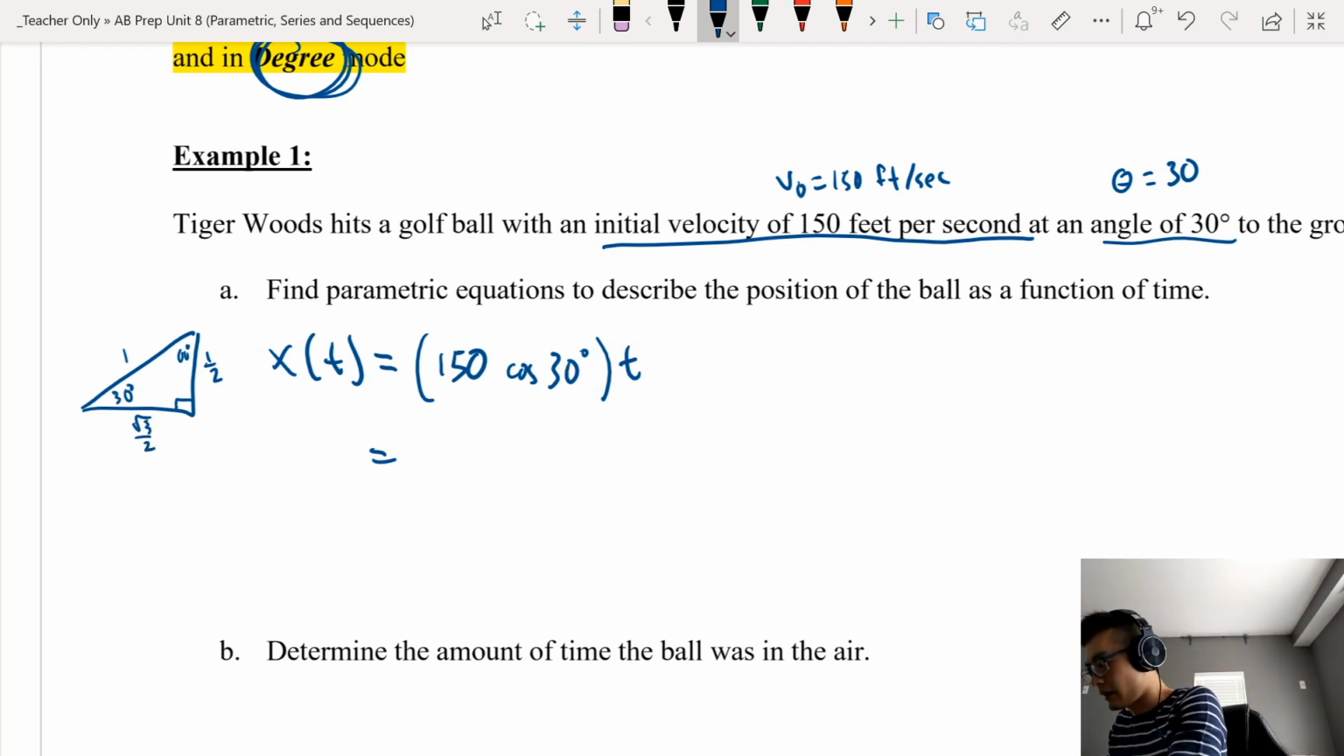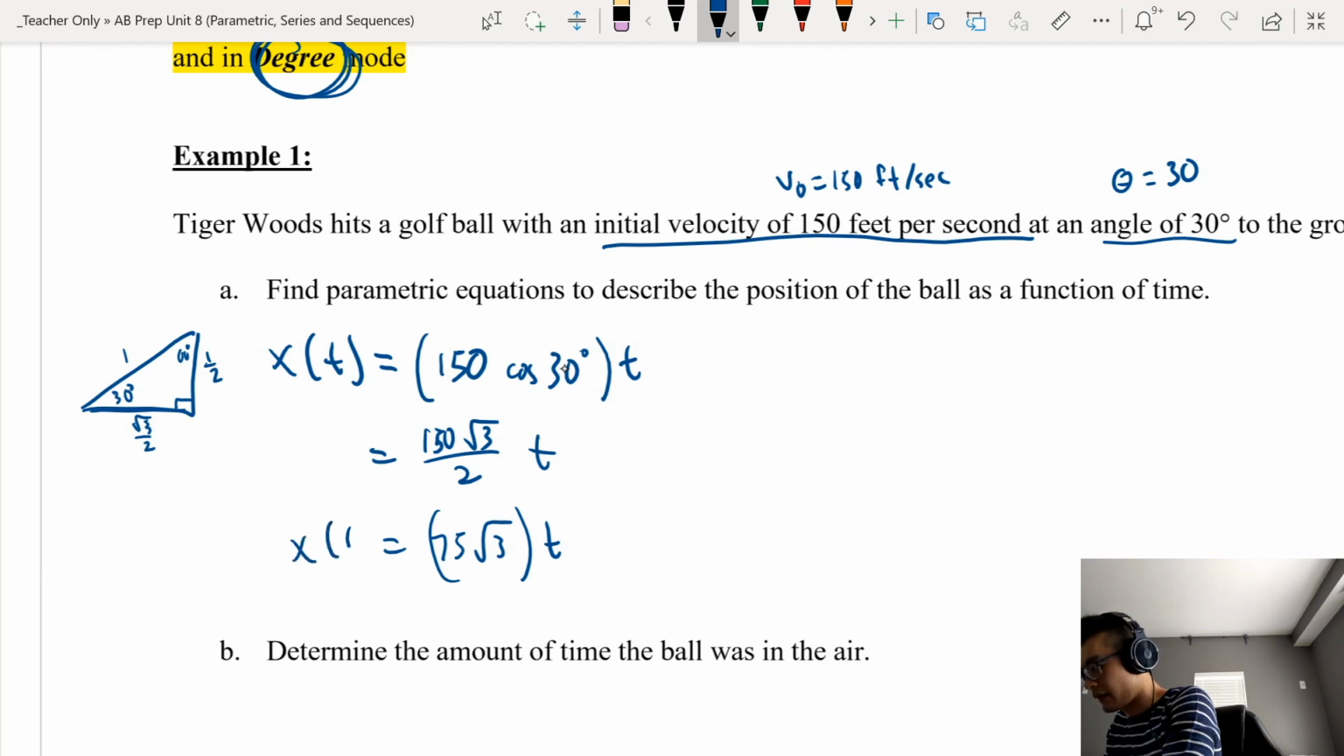So cosine is going to be basically the x portion, or that flat horizontal part. So we get basically 150 radical 3 over 2 times t. Or in other words, we get 75 radical 3 times t. There you go. You got your x component.